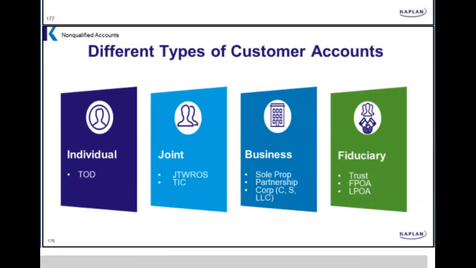Then we have our fiduciaries in the accounts. Let's say that we have a fiduciary account that's called a trust. In this case, a person would have the right to control another person's assets. Much like our power of attorneys, FPOA is a full power of attorney. LPOA is a limited power of attorney. Very simply put, full power of attorney is allowed to make withdrawals and trading decisions, whereas limited power of attorney can only make trading decisions. No withdrawals would be permitted.